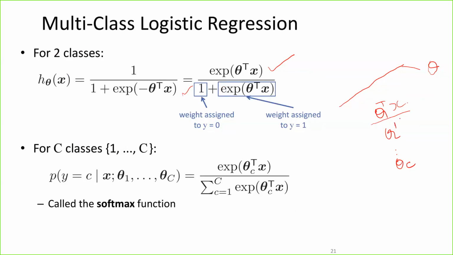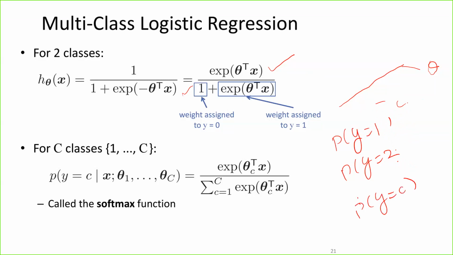Theta 2 transpose x will characterize the line that separates the second class from the rest of the classes, and so forth. Now, given a new instance, to classify which class it belongs to, I need to estimate the probability that this new instance y is equivalent to 1, the probability that y is equivalent to 2, and so on, up to the probability that y is equivalent to c.